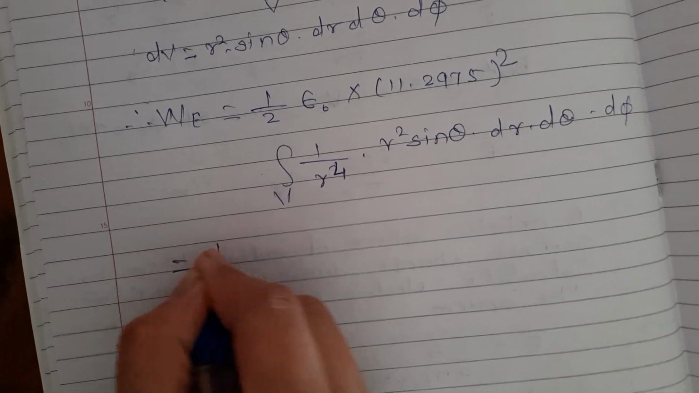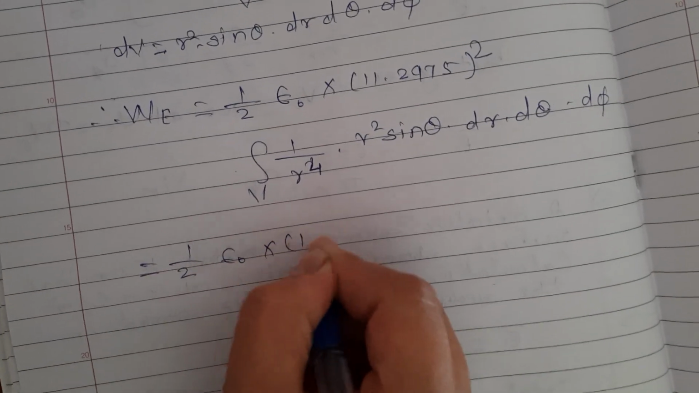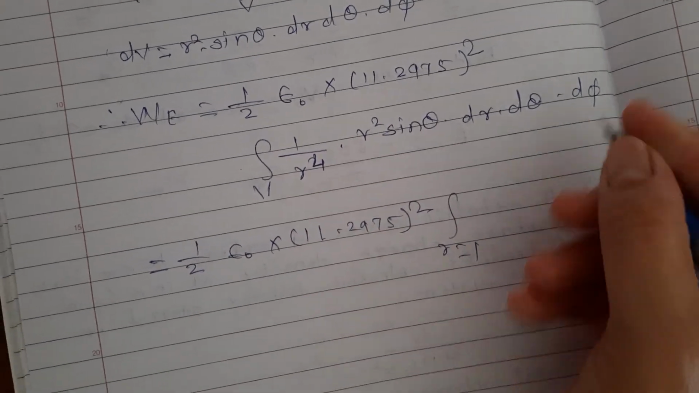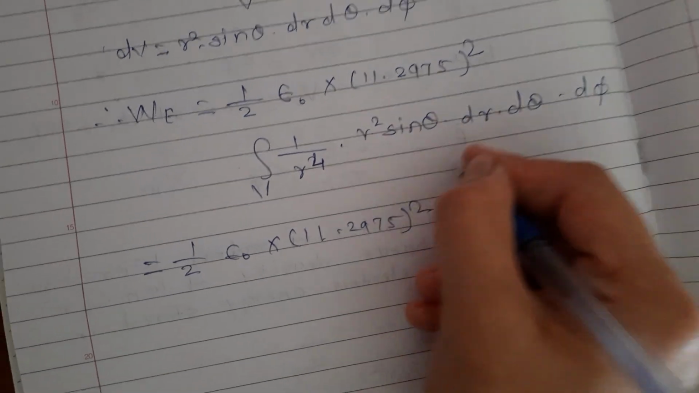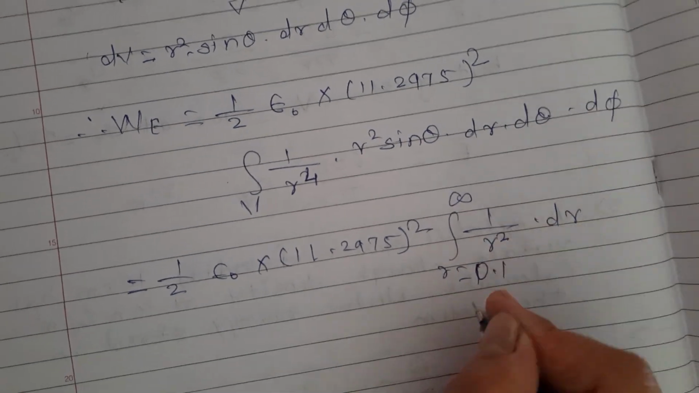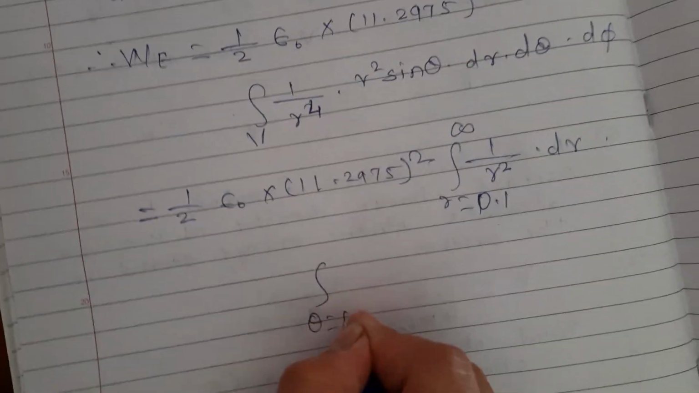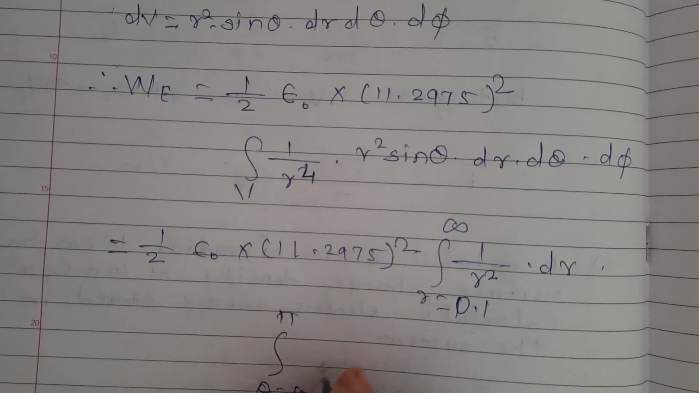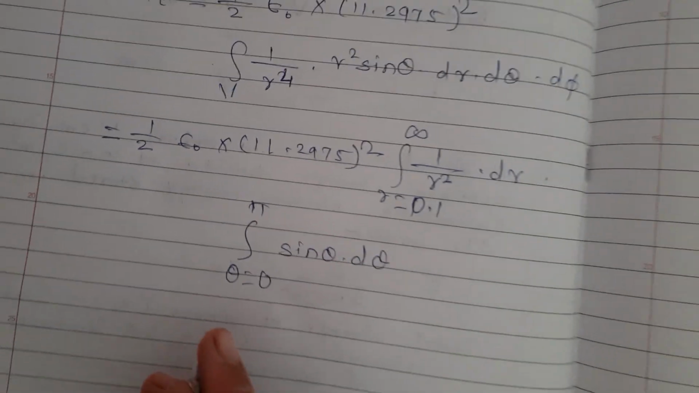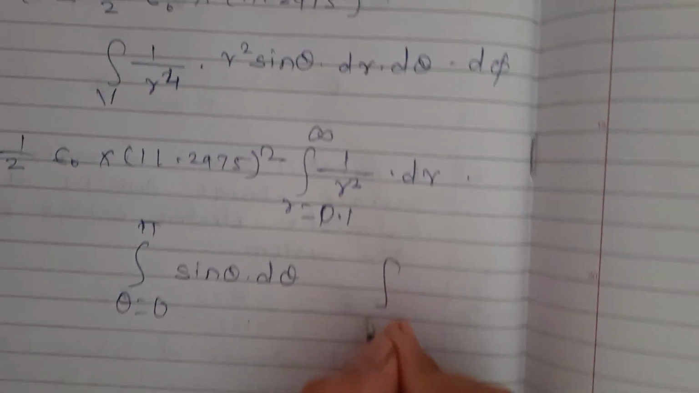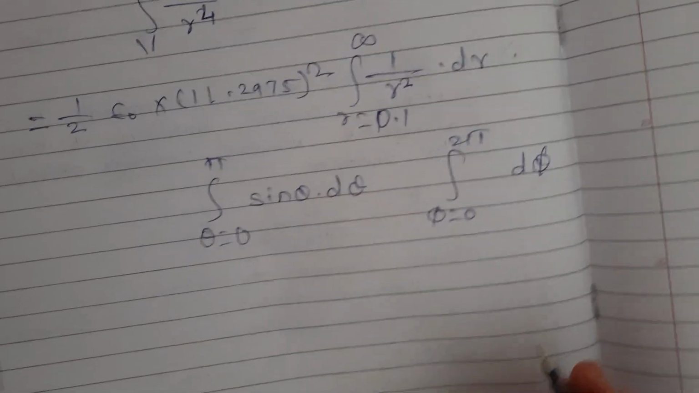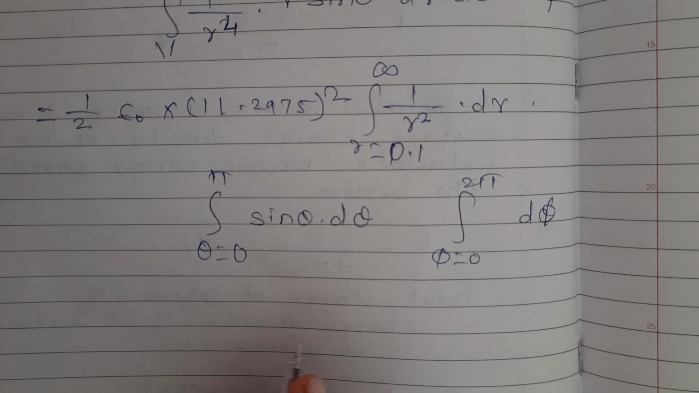So next is 1 by 2 epsilon 0, where the value of r goes from 0.1 to infinity of 1 by r square dr, into theta goes from 0 to pi of sin theta d theta, and phi goes from 0 to 2 pi of d phi. So this is the charge density on the outer surface of the sphere.